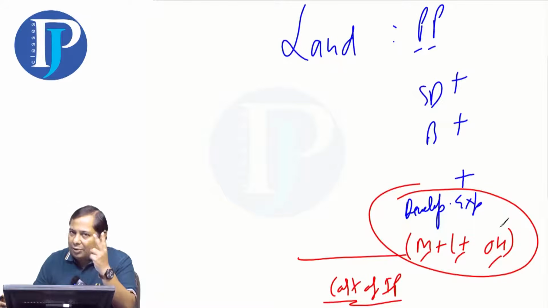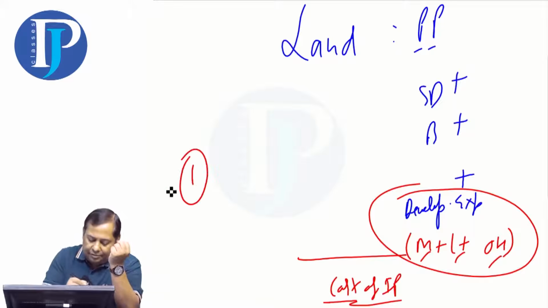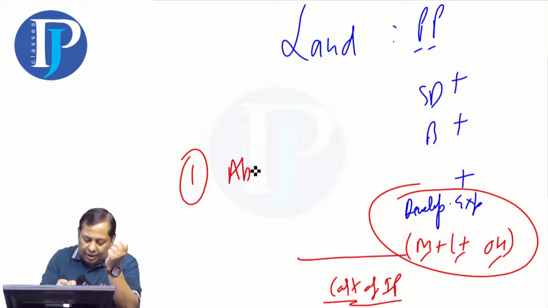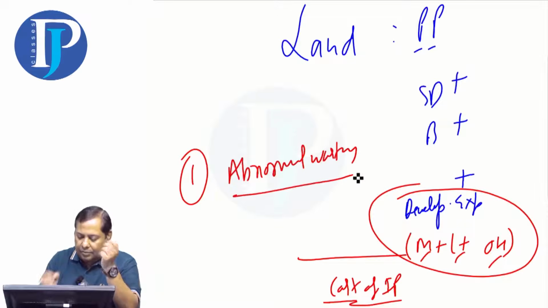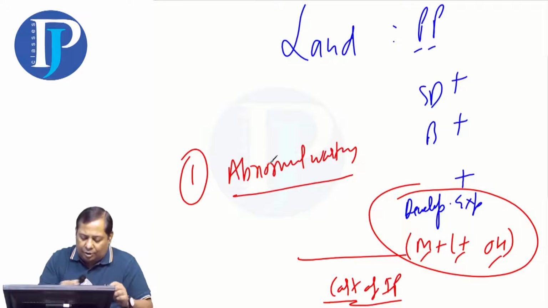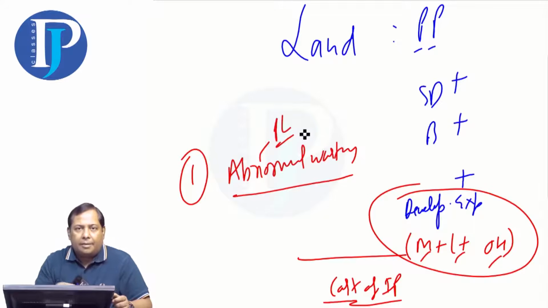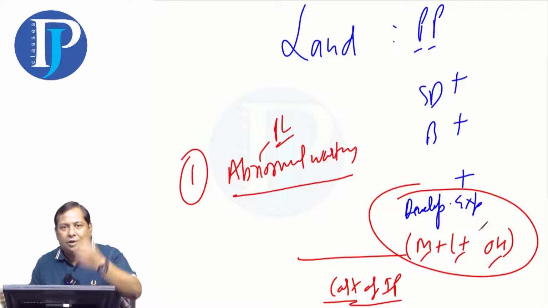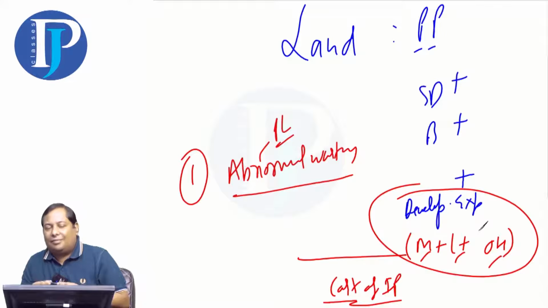But you need to keep two things in mind. Point number 1, abnormal wastage. If on the site where the building is being constructed you find any abnormal loss, that is not part of the cost. Abnormal wastage will go to P&L. What is abnormal wastage? It means the material is stolen from the site. It's abnormal wastage and your negligence.